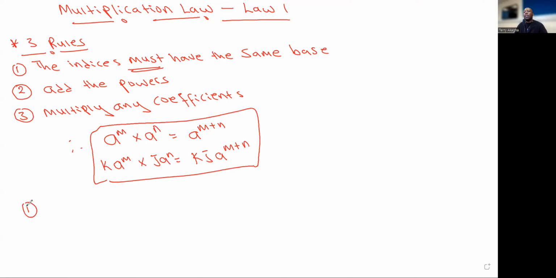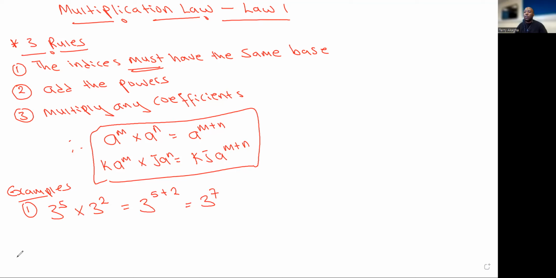Okay, let's take some examples now. If, for instance, we have 3 raised to the power 5 multiplied by 3 raised to the power 2. Now you can see both of them have the same base, so that will give you 3 raised to the power 5 plus 2, and that will give you 3 raised to the power 7. So you can see if they have the same base, then you just add the powers together.